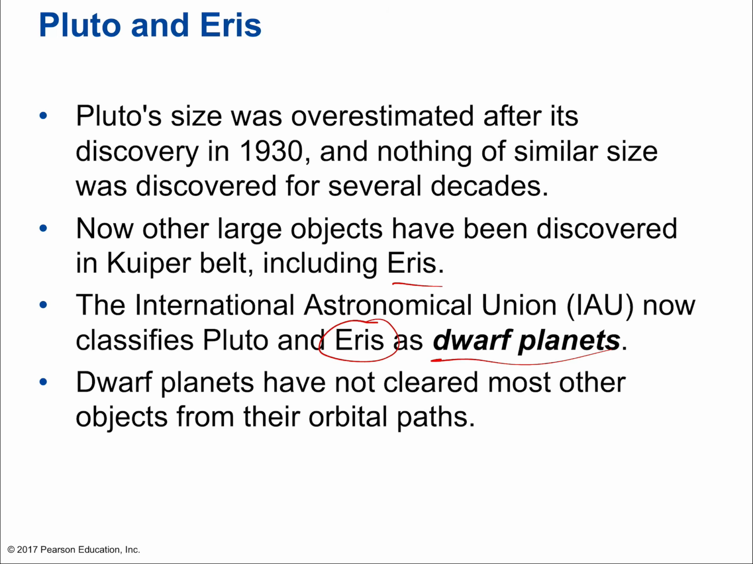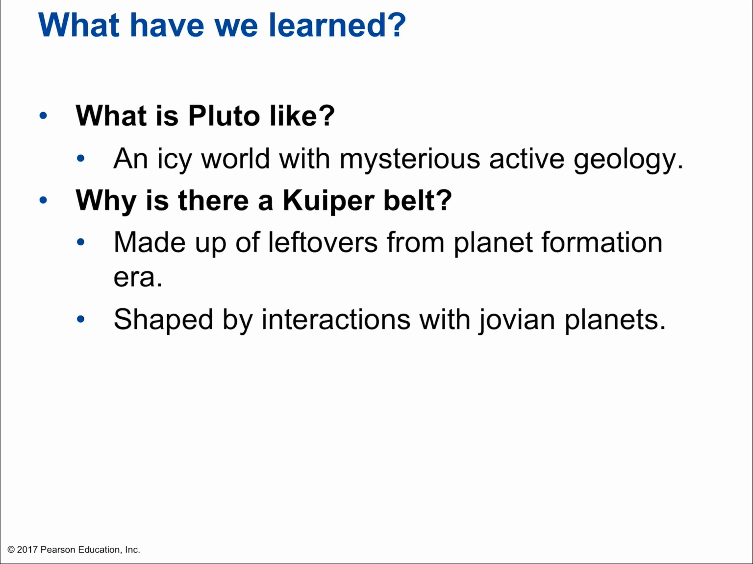Dwarf planets have not cleared most of the objects from their orbital path, and that's part of the official definition of dwarf planets as opposed to normal major planets. All right, so it's an icy world with mysterious active geology. And then why is there a Kuiper belt? Well, it's made up of leftovers from the planet formation era, and it's shaped by interactions with the Jovian planets.